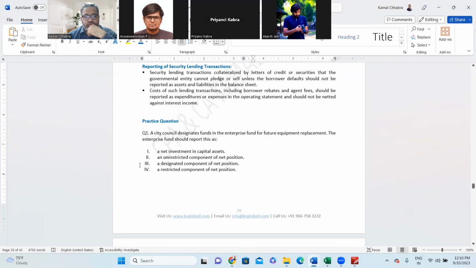1. How about others? This is unrestricted component of net position.